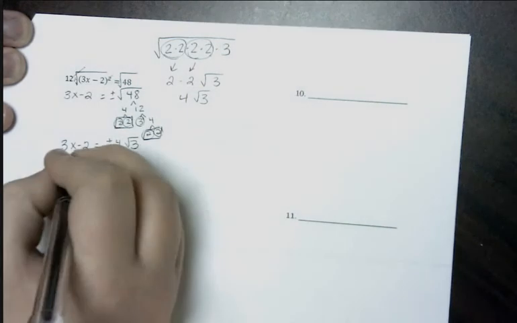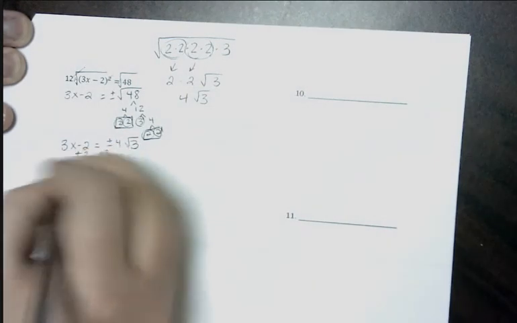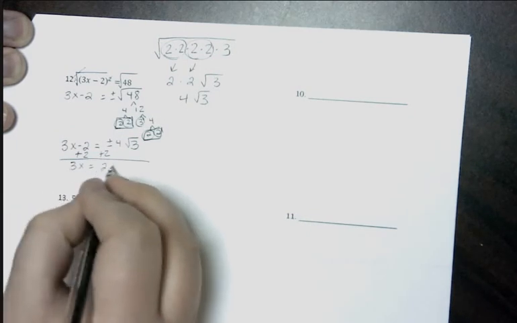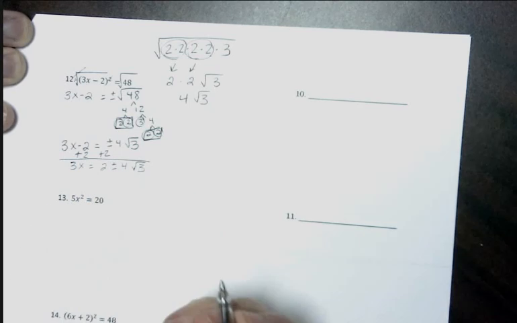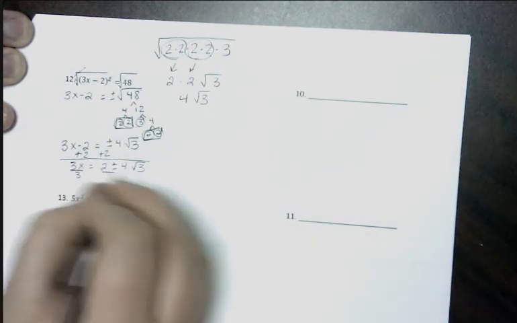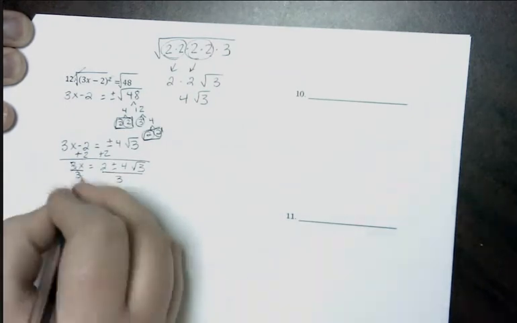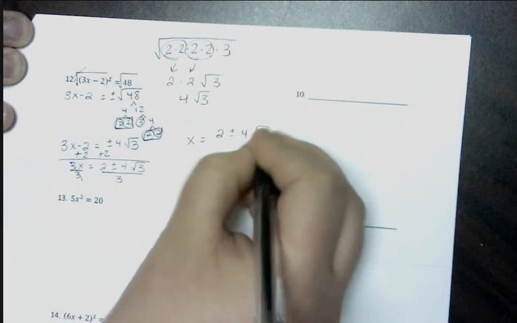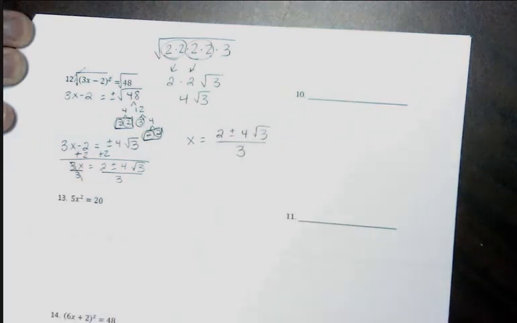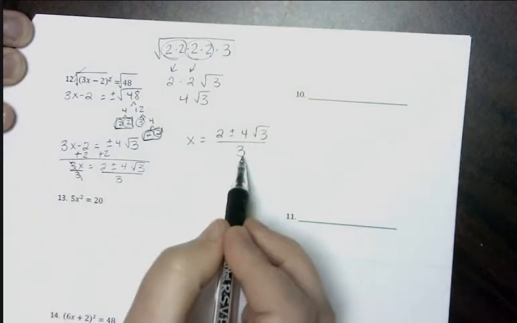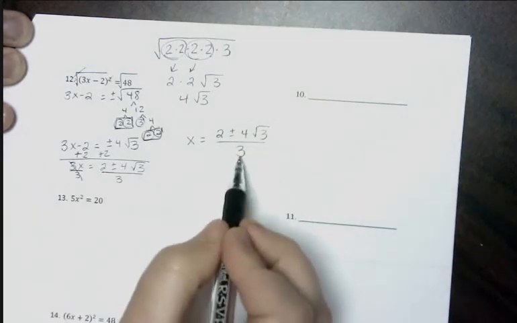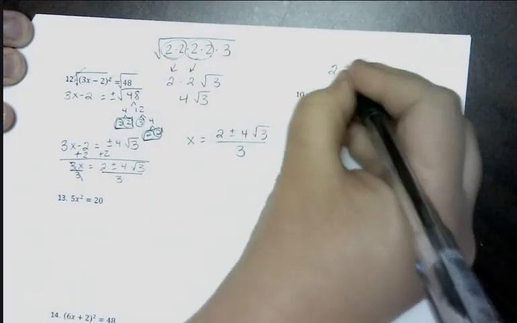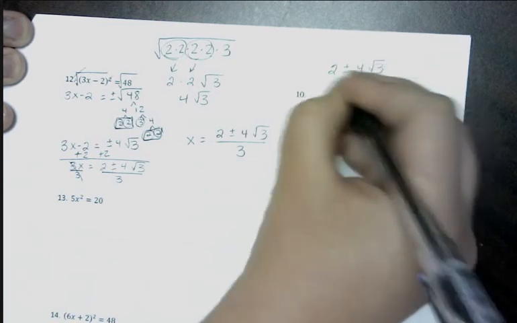Now we're going to add 2 to both sides to get that x by itself. So we get 3x equals 2 plus or minus 4 square root of 3. Then we're going to divide by 3 on both sides. So that's going to give us x equals 2 plus or minus 4 square root of 3 all over 3. Okay? You cannot simplify the 3 with the 3 under the radical, and since these don't have a number in common, we are finished. So your final answer is 2 plus or minus 4 square roots of 3 all over 3.